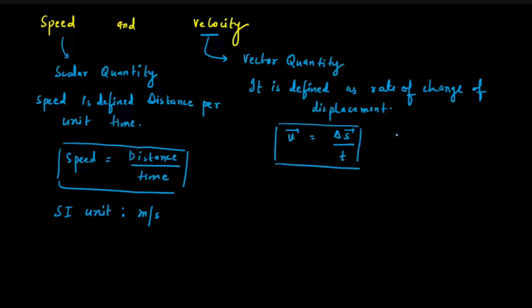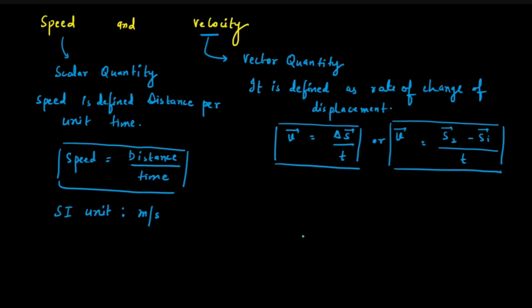In fact, it is equal to S2 minus S1 per unit time, like how much displacement is changing with respect to time. It's just slope. It should be displacement per unit time, so the change from the position at which the particle was initially, per unit time, will give us velocity.